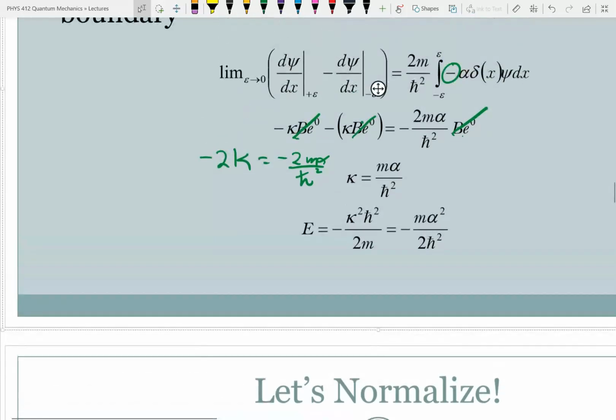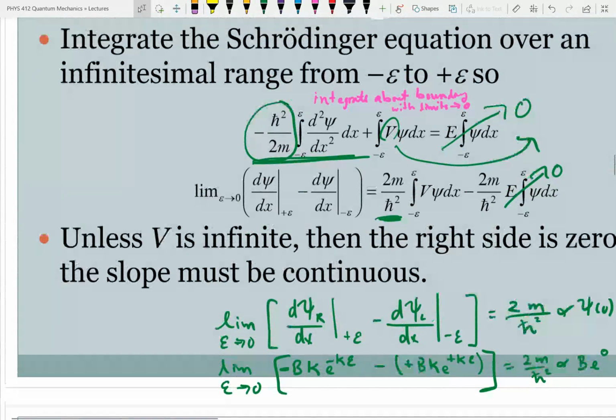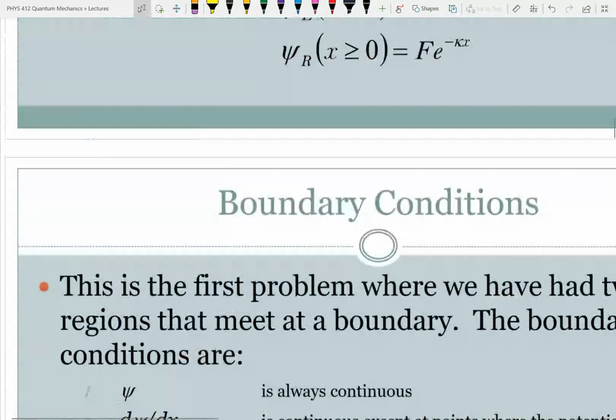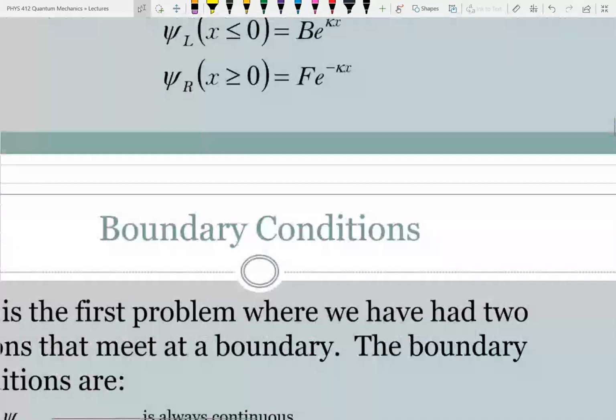And so, believe me, I thought about that when I got to this slide just now. Hence, I had the ready answer. Since kappa was defined as the square root of minus 2me over h bar squared, if I remember right. Isn't that what kappa was defined as? It's way back here. Square root of 2me over h bar squared, yeah.